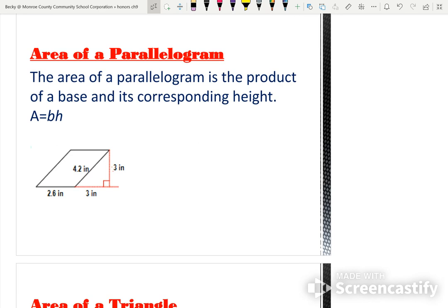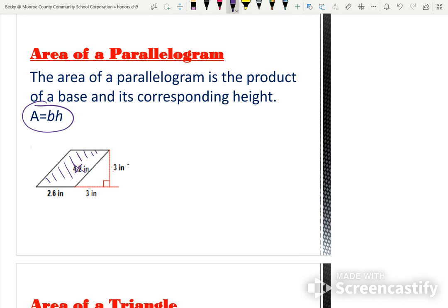Now we're going to do a parallelogram. So we're trying to find the area of this shaded shape. We need the base times height. The formula stays the same. So we need the two pieces that make the right angle. So this often is confusing for people. You are not going to use the 4.2 at all. Okay, so that's just there as extra information.